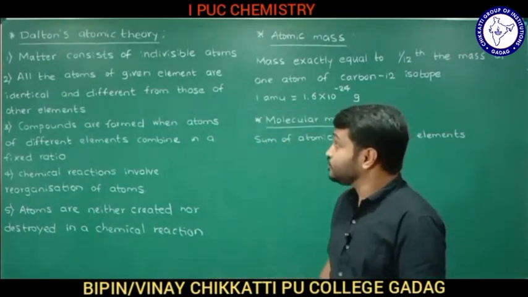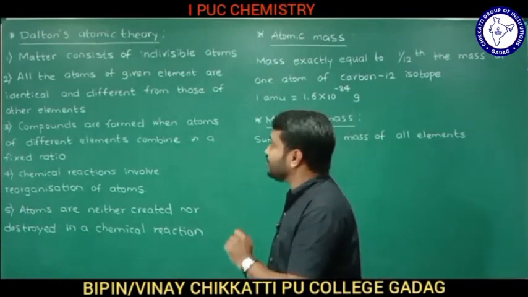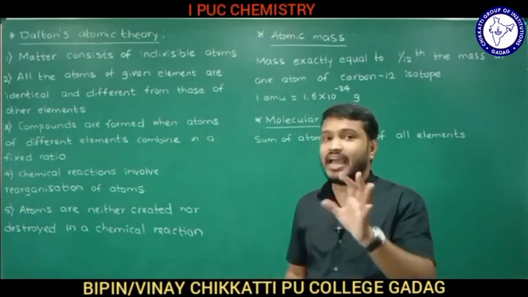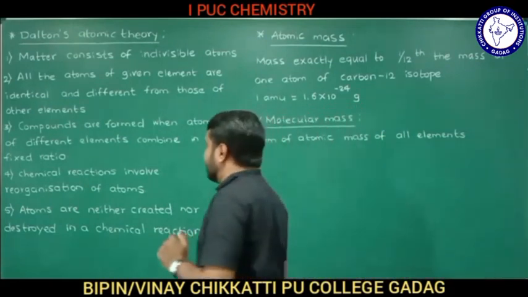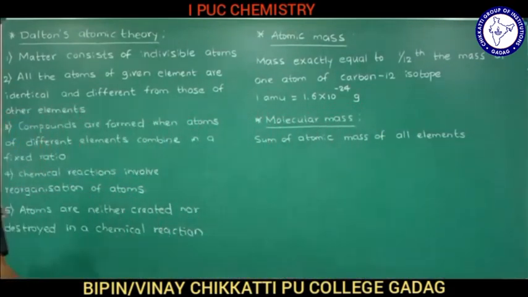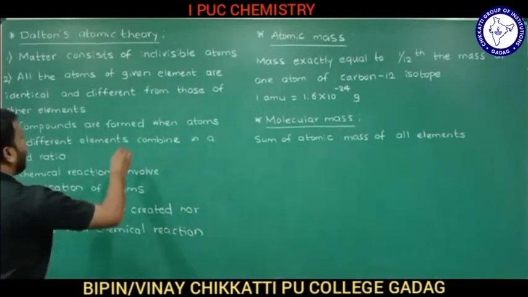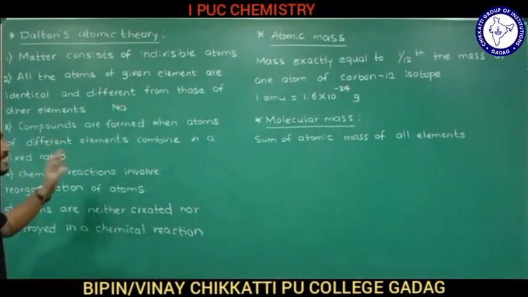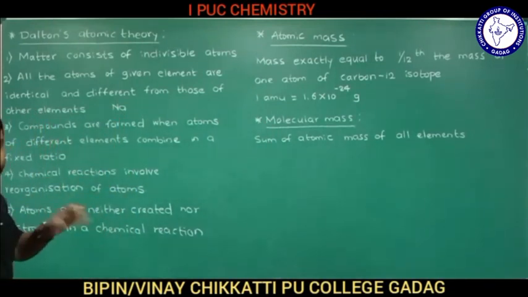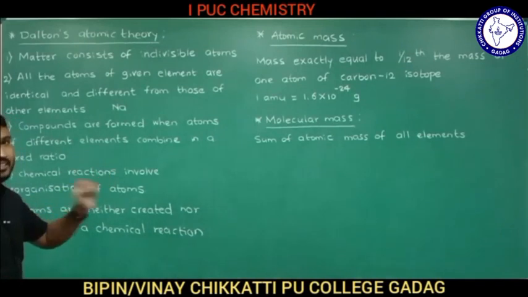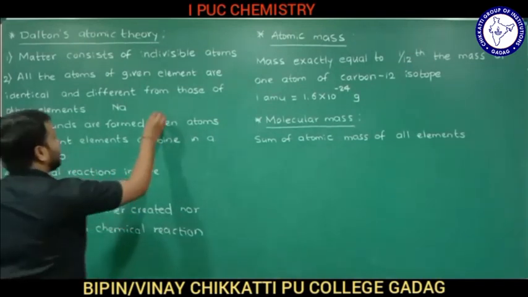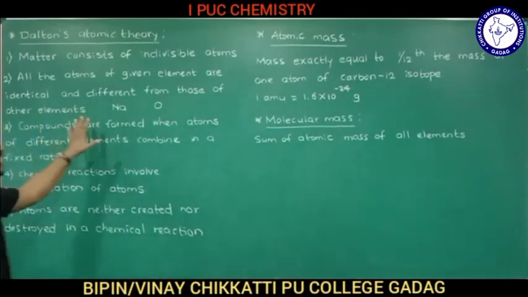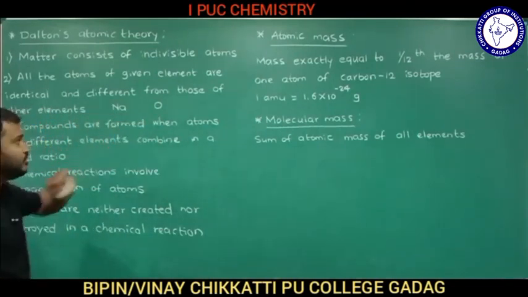The second one is: all atoms of a given element are identical and different from those of other elements. Let me explain with an example. All atoms of a given element are identical. Let us assume I consider Na. This is the symbol of the element sodium. We know that elements are represented by symbols. If you consider sodium as an example, and oxygen as another example, these are two different elements.